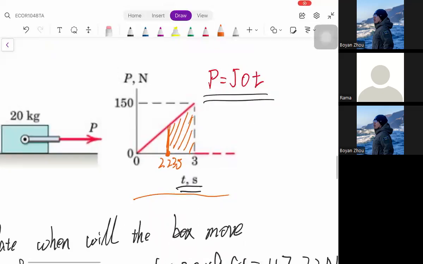So eventually what we do is just finding the area of this shape. And this shape is F times t, that is the impulse. So the whole idea about the left-hand side of the equation is just finding the area of this one. And the area of this one is going to be equal to the area on the right-hand side.